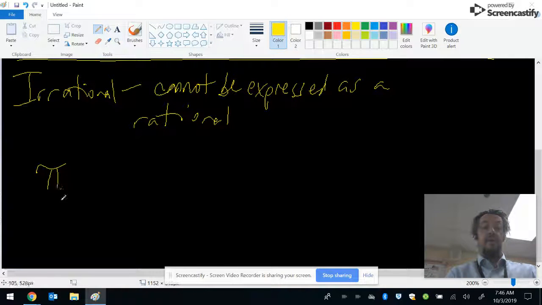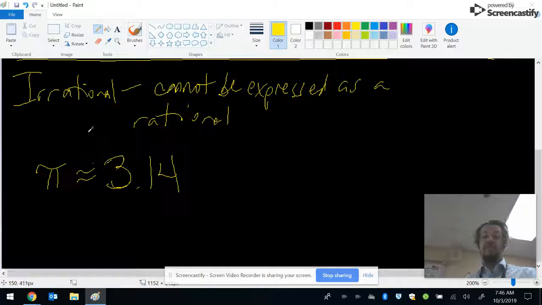Pi would be an irrational number because, even though students are often accustomed to expressing pi as roughly 3.14, notice we have to say that it's approximately equal to, because pi, if expressed as a decimal, is non-terminating and non-repeating. So anytime we have to express an irrational number as a decimal, this is how we do it. We have to approximate.